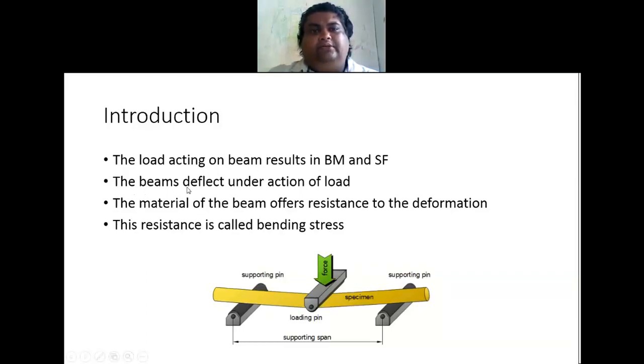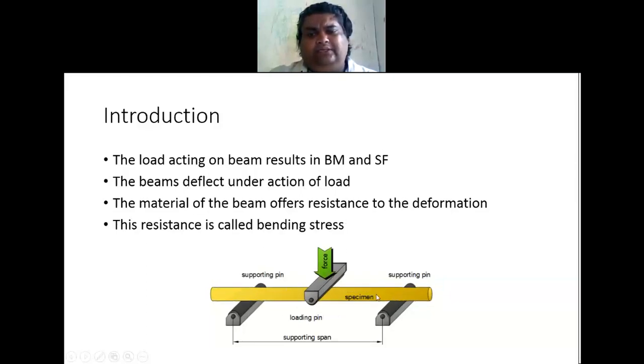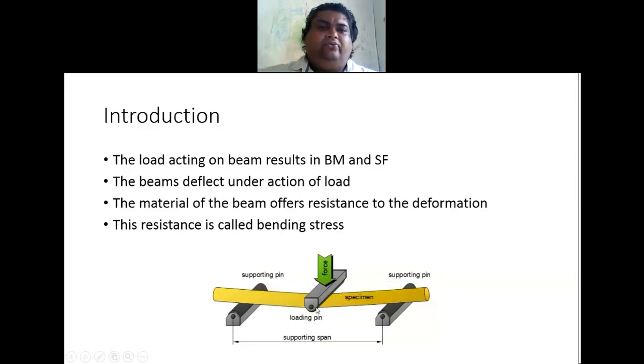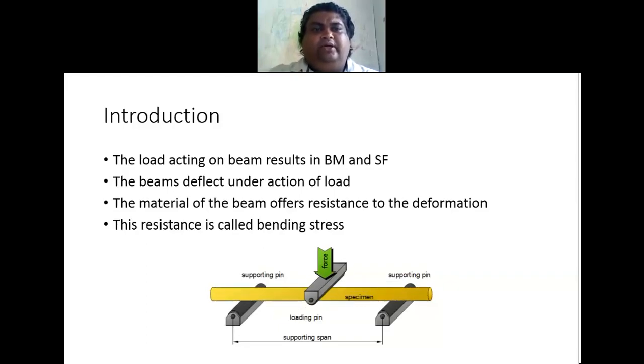The beams deflect under the action of load. You can see in this GIF that I have put here. There is a specimen and there is a force applied at the center of the specimen, and it is simply supported on the two ends. The specimen is bending. So that means it is deflecting under the action of external load, right?